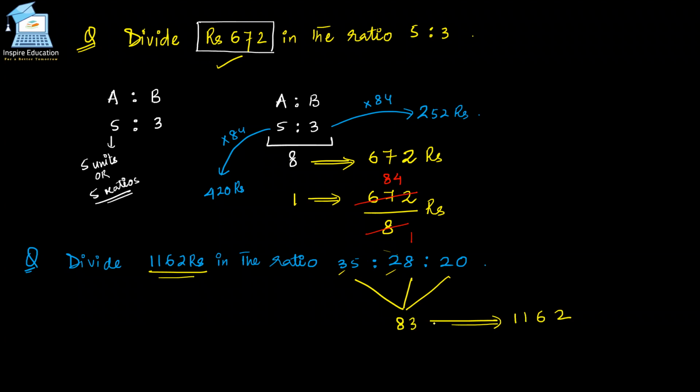Now, don't find everyone's share. Let us find 20. Like this is A, this is B, this is C. Find C's share. Don't use a calculator, use your own mind.